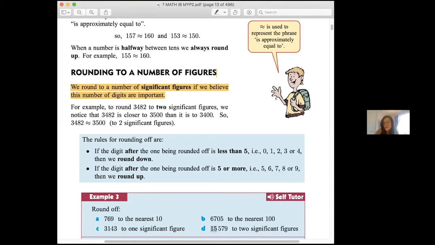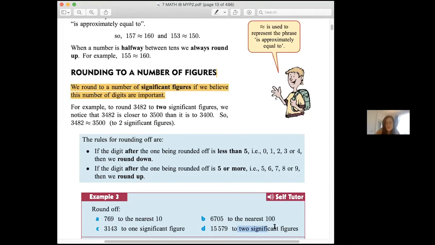Okay, Angela, can you read your answer to us? Yes, so for the first one, I got 770. And then for the second one, I got 6,700. For the third one, I did 3,000. And then for the fourth one, I did 15,600. Oh, A, B, C are all good.